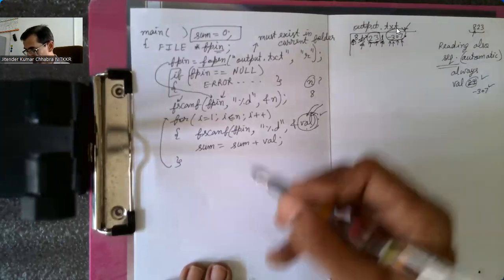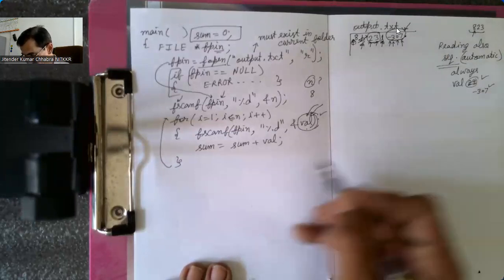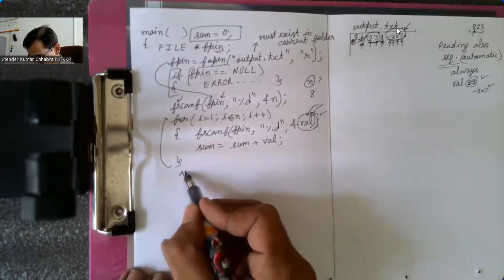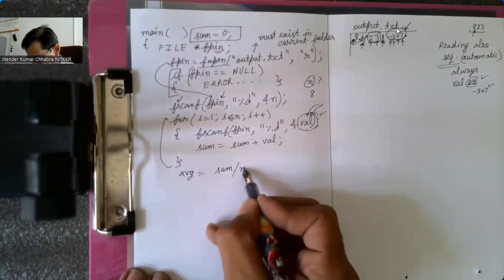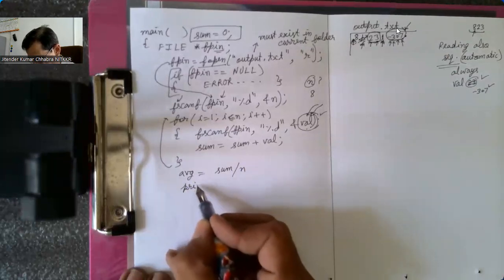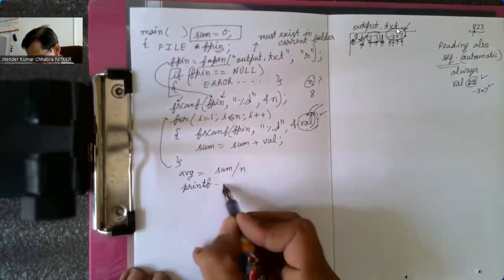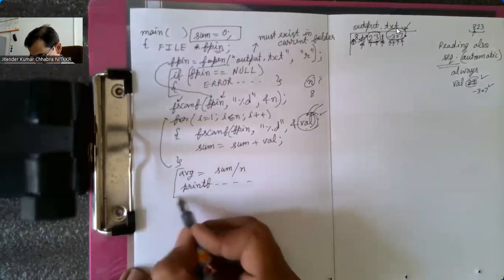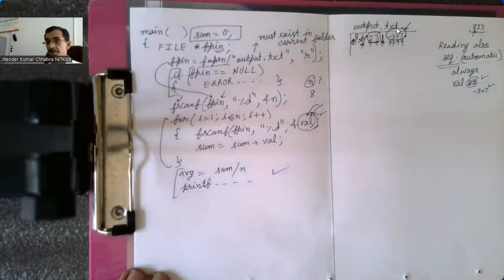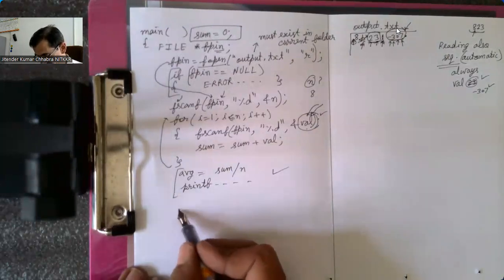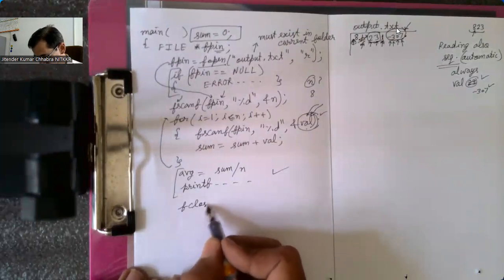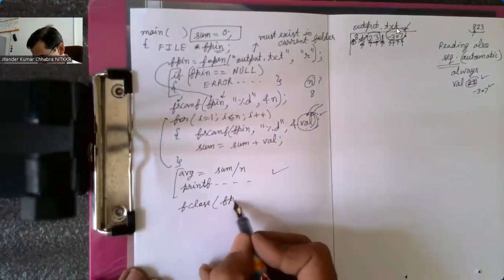Same process repeated, all values will be read, and after that you wanted to find some average, so you could say average equal to sum slash n, and you wanted to print percentage d, percentage f, whatever you want to do, that you could get your output printed. So this becomes your input file based programming. And of course, finally, you will close your file. fclose, fp in.